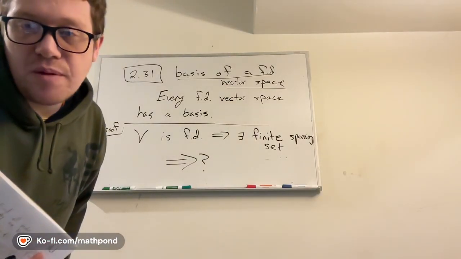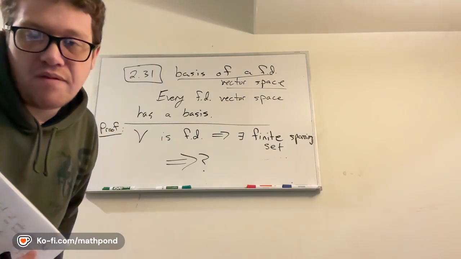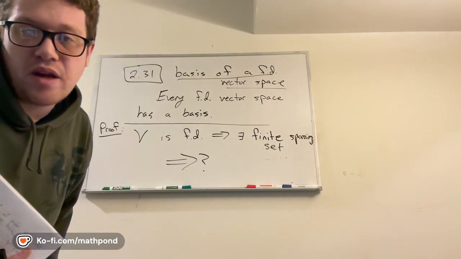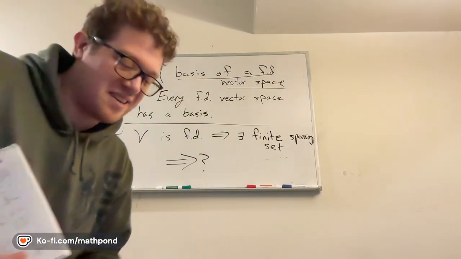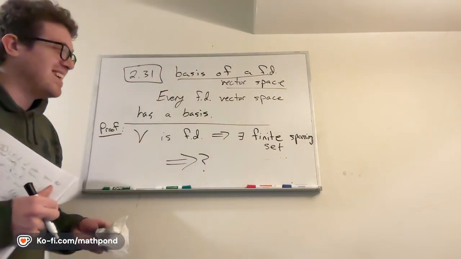Yeah. So that's what it means that there exists a spanning set. So there are vectors v1 through vn such that the span of the vectors is V. Yeah, that's correct. First time chatter and first time correct. I like that.